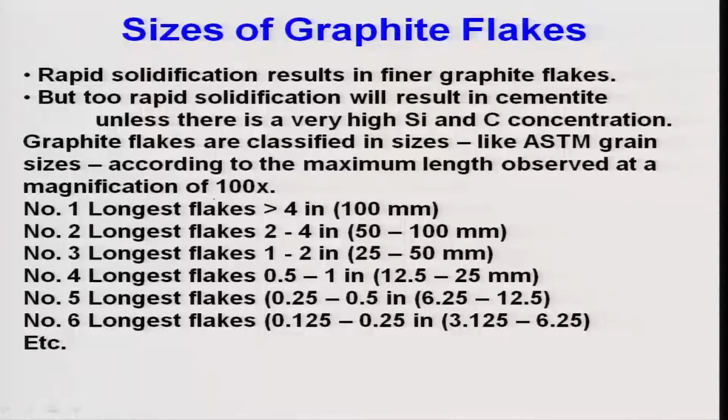See, if the longest flake is more than 100 millimeters, then it is called number 1. If the longest flake is 50 to 100 millimeters, okay. And then you have a longest flake of 20 to 50, there are 3 different types, all are long only, but the sizes are different, category is number 1 to number 6, but this is all you need to remember, depending on sizes.